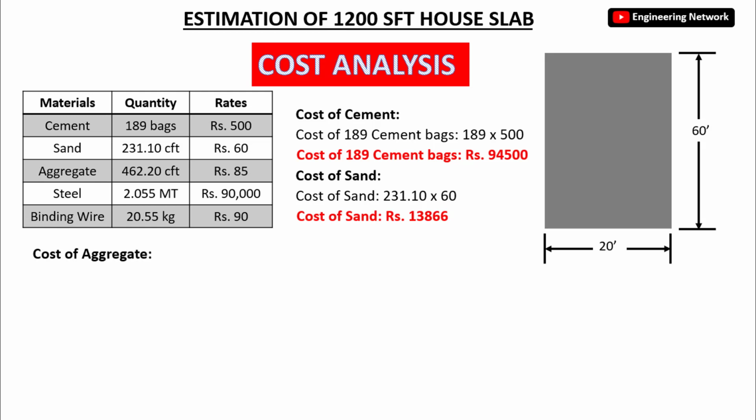The quantity of aggregate is 462.20 cubic feet. So 462.20 into rate of aggregate per cubic feet, which is 85. So cost of aggregate will become 39,287. Next is cost of steel.